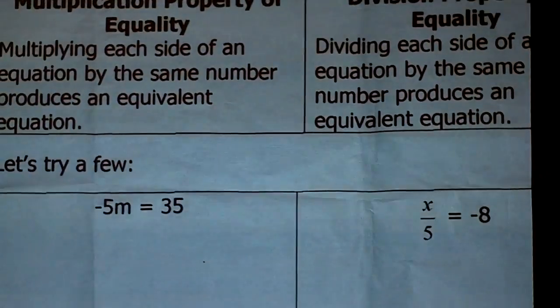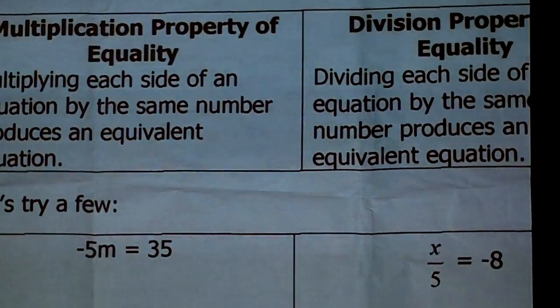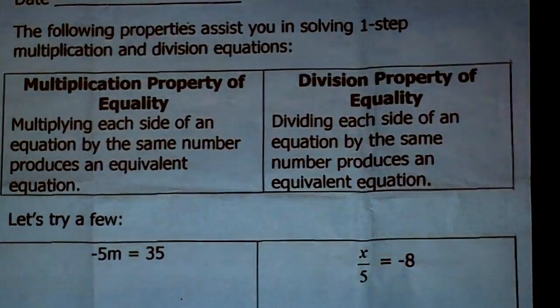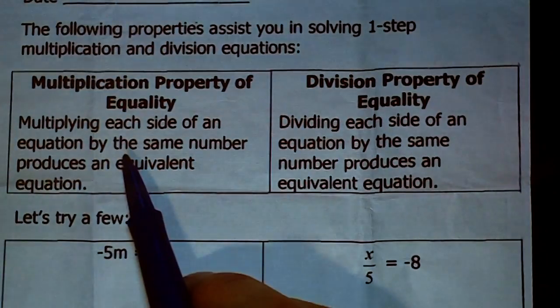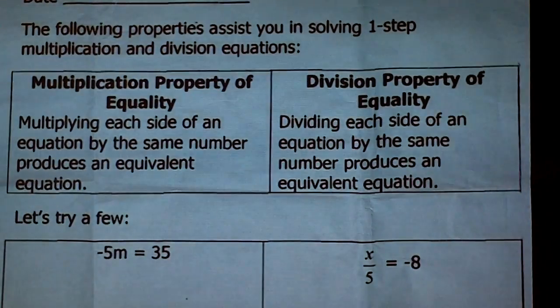There are, of course, multiplication and division equations as well. So these we're just dealing with the one steps of it all. And again, the properties that you've already been exposed to. There is the multiplication property of equality. There's the division property of equality. It just says multiplying each side by the same amount or dividing each side by the same amount produces an equation that is equivalent, meaning you don't change the value of it, it just helps you to solve it. So let's try some of these.